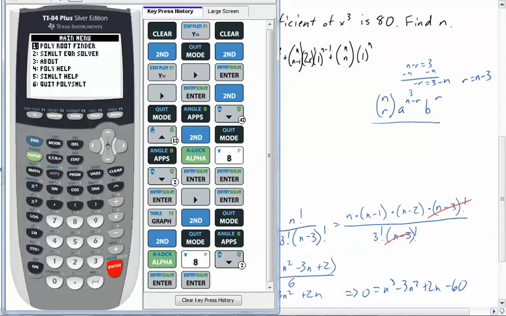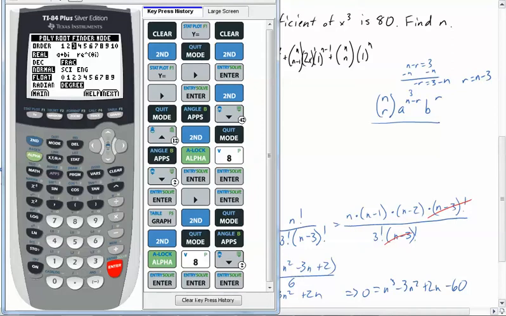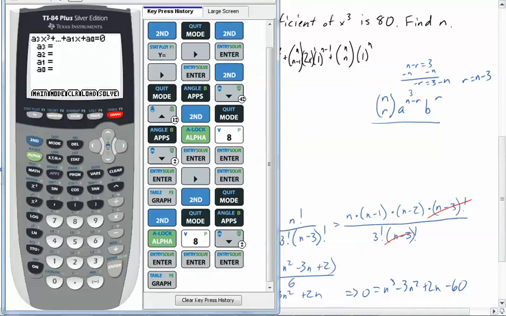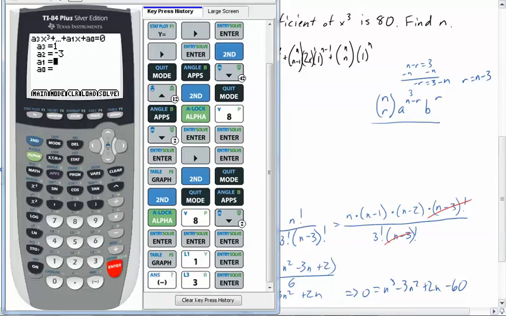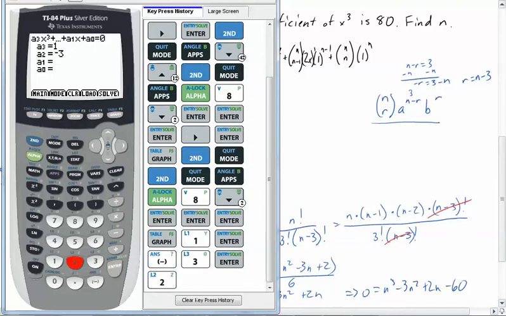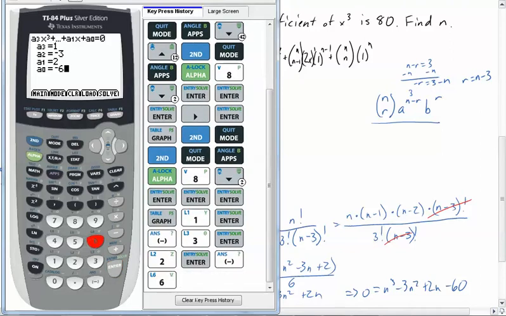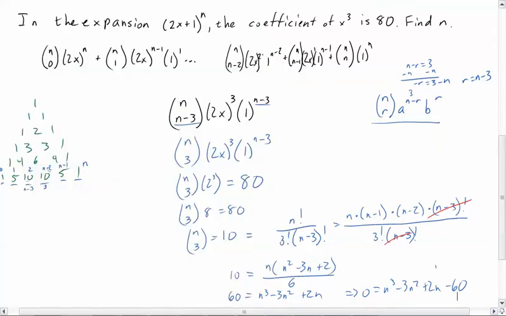You can go in and use the polyroot finder, and we have a third order. We want real answers. Fractions are okay. So we'll just say next, and I'm going to type in the coefficients. It was a 1 in front of the n cubed, a negative 3 in front of the n squared, a 2 in front of the n, and then a negative 60 down at the end. And then I push solve. It solves for me and tells me that the answer is 5. So n equals 5. There's probably a couple other answers, but they're not real, they're complex. And so therefore you have your answer, n equals 5.